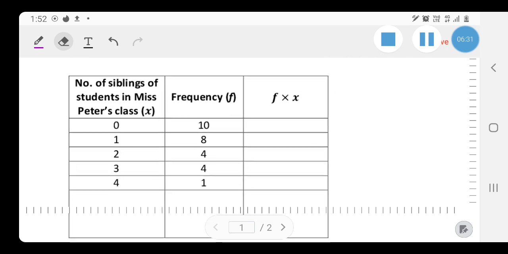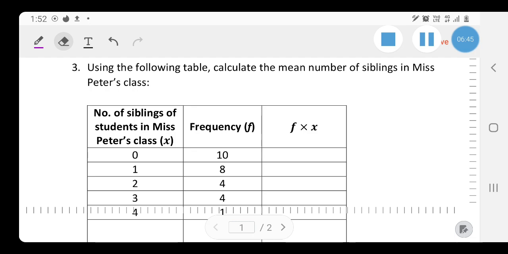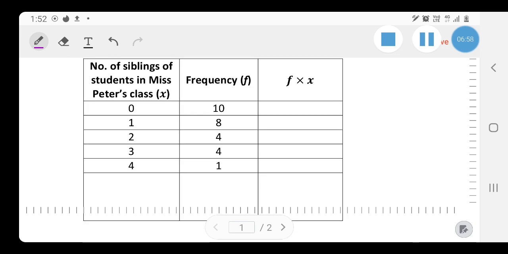All right, for our final example, we have a slightly trickier situation because we have our data displayed in a frequency table. Now let's look at the question. Using the following frequency table, calculate the mean number of siblings of students in Miss Peters' class. Okay? All right. Well, let's have a look at this table. The first column says number of siblings of students in Miss Peters' class. So each student in Miss Peters' class has a certain number of siblings, okay? Now the next column says frequency, all right? That is the number of students in that class that have the corresponding number of siblings. So in other words, 10 students have 0 siblings, 8 students have 1 sibling, 4 students have 2 siblings, another 4 students have 3 siblings, and 1 student has 4 siblings, okay?